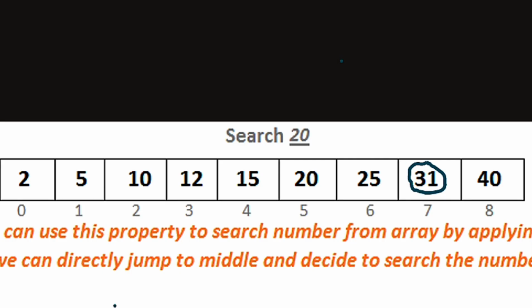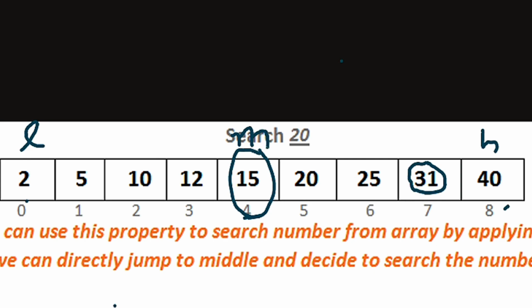How do you divide? I'll mark the first index as low, and the last index I'll mark as high. Fine, this is my last index, and I'll take a middle element, that is low plus high divided by 2. So 0 plus 8 divided by 2 will be 4, that is this index. So the fourth index is my middle element. I'll mark it as M. This is how I'll divide the array.